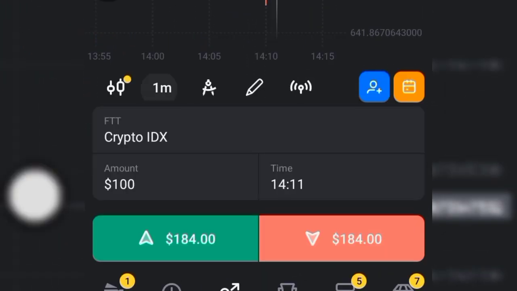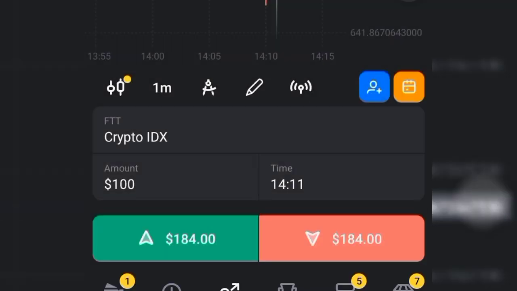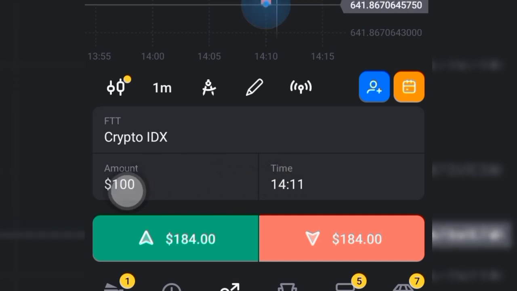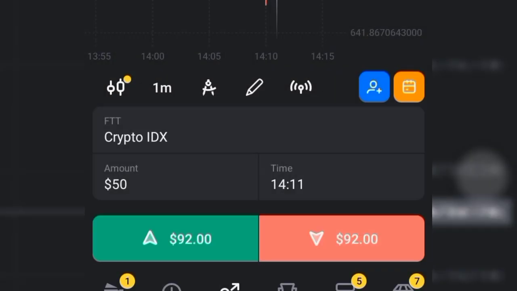This place does not matter a lot. You can always set it the way you want. But this is the one that matters the most. This one, the expiry time. You can see there's the expiry time, and this is the amount you want to invest for each trade.